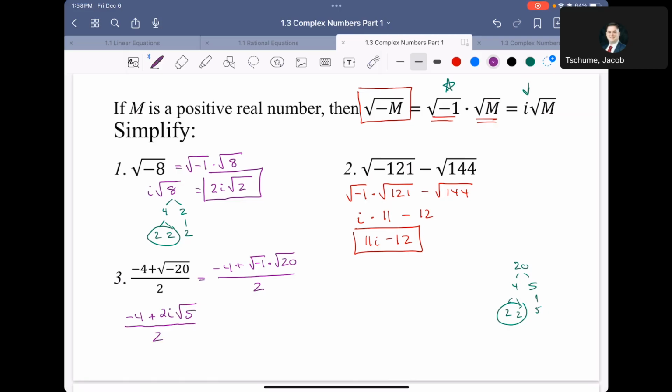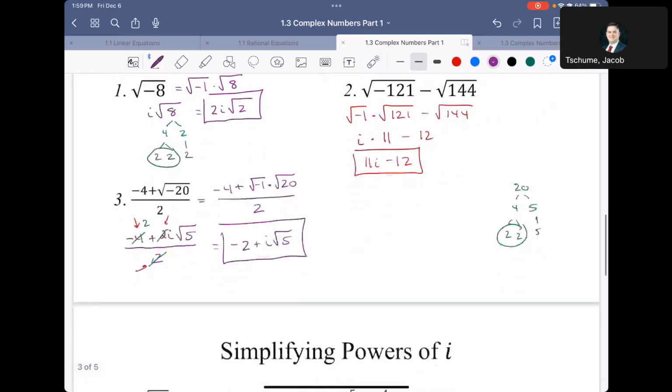Now, normally you could probably say you're done, but the difference here is that if you look at all 3 of these numbers, they all share a 2 in common. And since they do share a 2 in common, what we have to do is not only cancel the 2 on the bottom, but you have to cancel the 2 in front of the i. And if you take away 2 from the 4, you have 2 left. And so actually your fraction ends up going away, and you are left with negative 2 plus i times the square root of 5. And that would be your simplified answer for number 3.